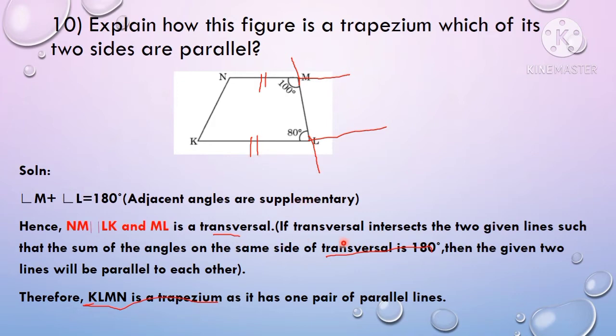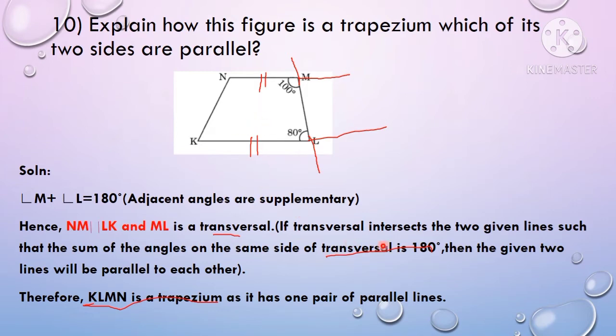If a transversal intersects two given lines such that the sum of the angles on the same side of the transversal is 180 degree, then the given two lines will be parallel to each other. So they have given the detailed explanations. We know that the sum of adjacent angles is equal to 180 degree. So NM and KL are parallel lines. Why? Because ML is a transversal, and NM and KL are the parallel lines.